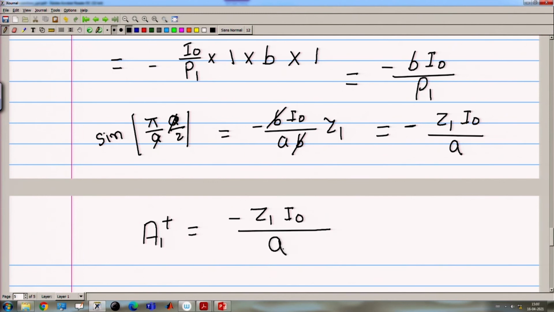So, this is for the positive travelling wave. Similar to this, we can calculate the amplitude of the negative travelling wave. So, that we will calculate in the next class. Thank you.